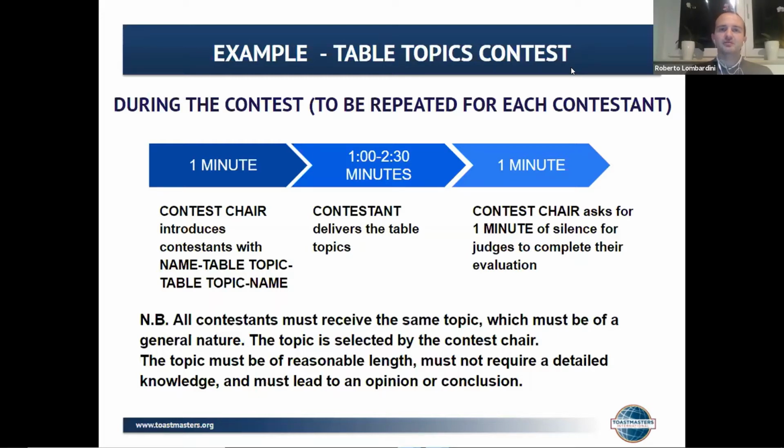So what is suggested to all the people is to choose a table topic that is usually under 10 words, a very simple one of general nature, of course, because it's not required a detailed knowledge and other opinions or conclusions. So keep it simple and be aware that it should be the same, with exactly the same words for each contestant.